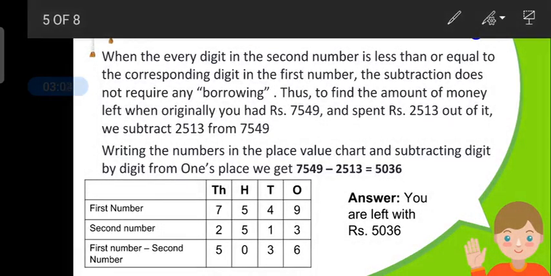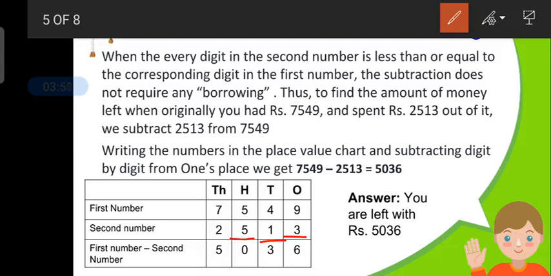Here, what is the number? 7549. You are subtracting 2513 from 7549. The condition for a subtraction without borrowing is that every digit in the second number should be less than or equal to the corresponding digit in the first number. Which means 3 has to be less than 9 and 1 has to be less than 4, or it can be equal, but it cannot be more than the first number's digit. This is the condition for a subtraction without borrowing.